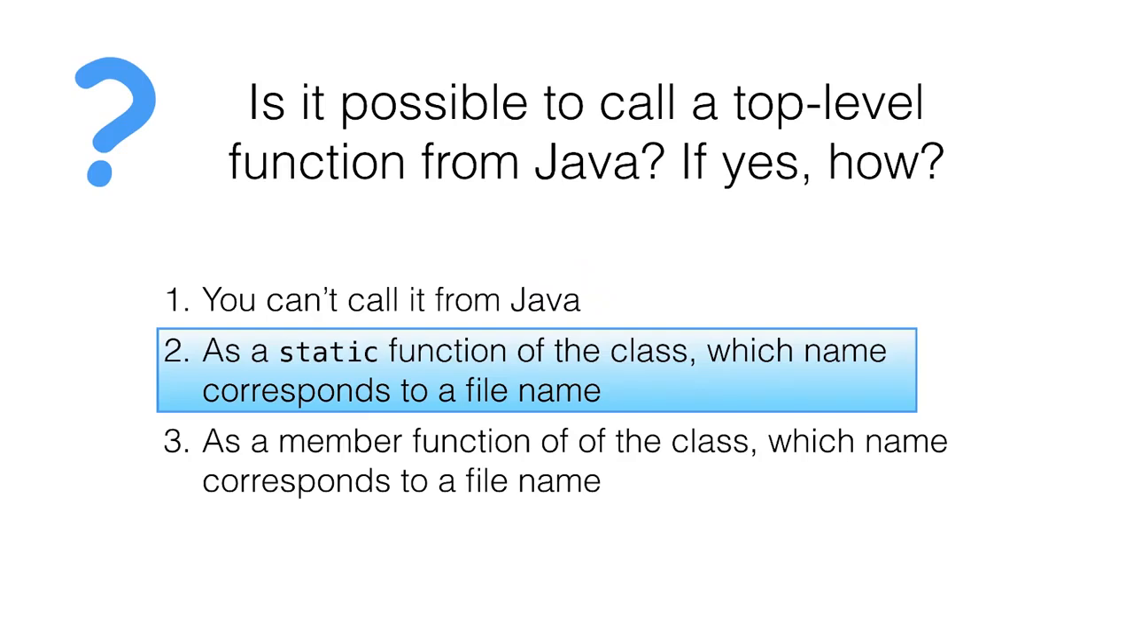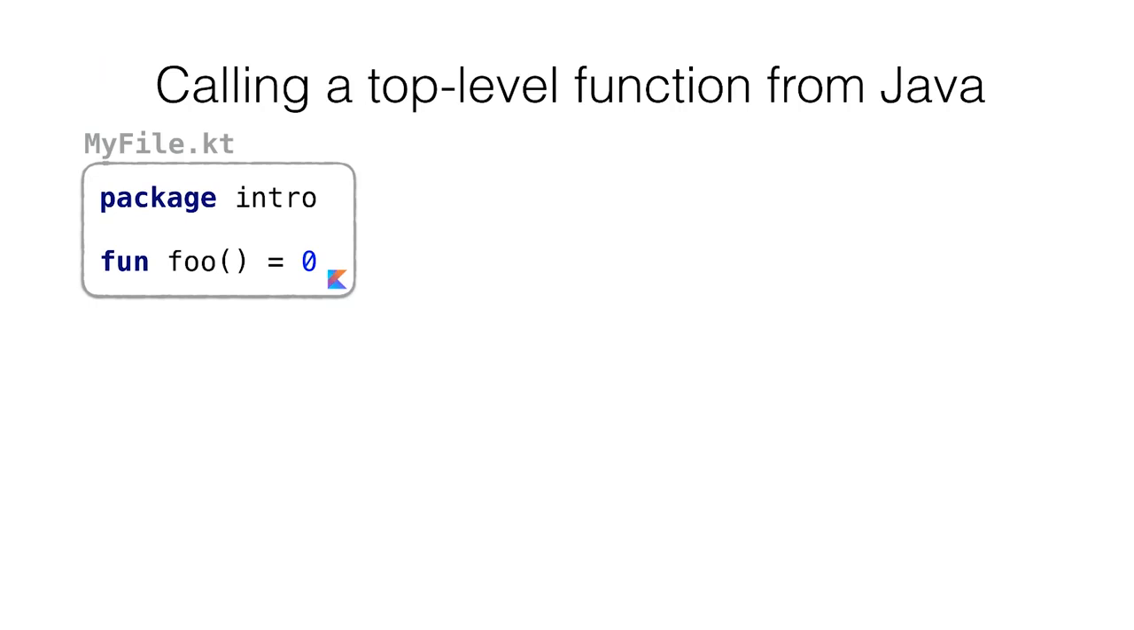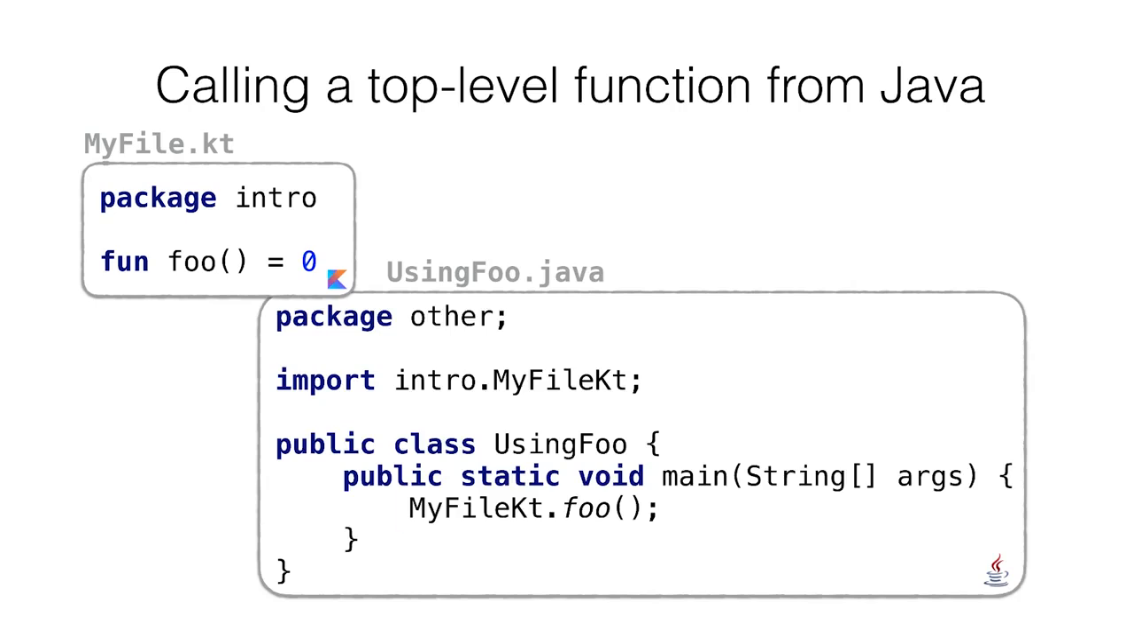From Java, you call a top-level function as a static function. All top-level functions under the hood are implemented as static functions. Here is the example. We define a top-level function foo in Kotlin, and from Java you call it as a static function. The top-level function is defined in the file called myfile.kt.